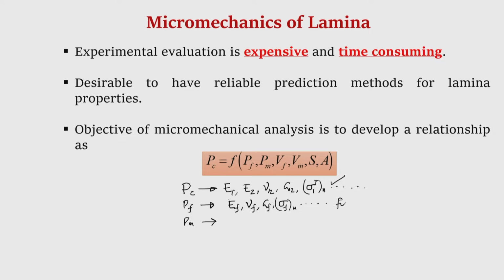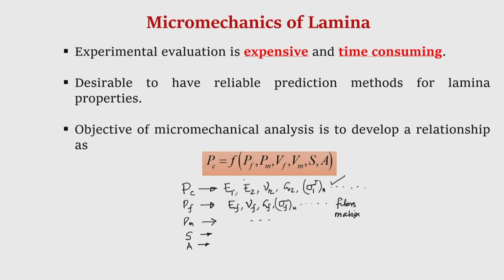These are for fibers, these are for matrix. S is the shape parameters and A is the arrangement, that means what is the shape of the fibers. Shape of the fibers may be circular or it may be some other shapes, then A is how they are arranged, regularly spaced or not.